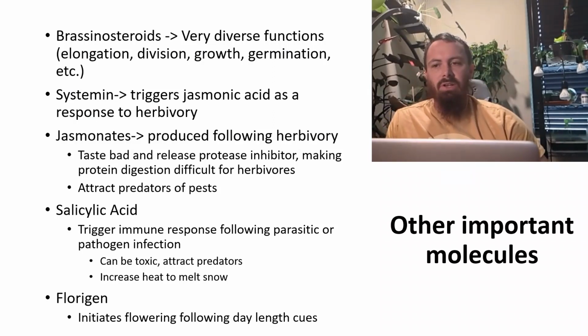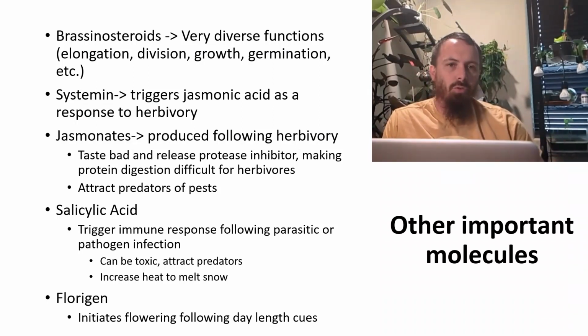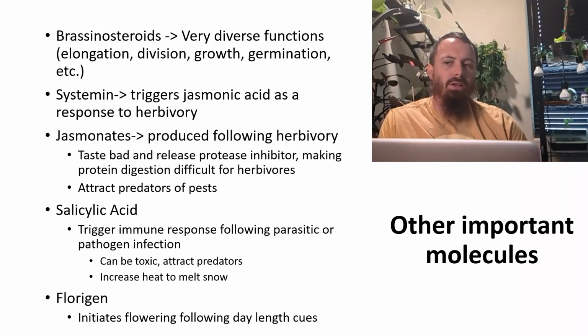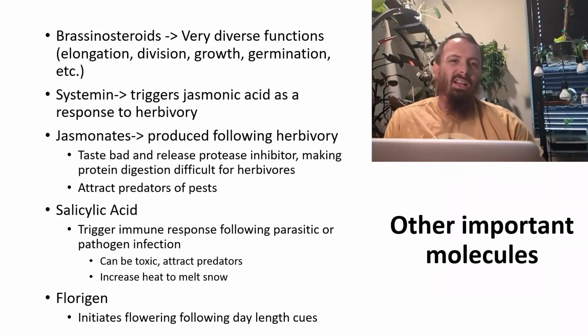So you've got the brassinosteroids. This is a really diverse group. A lot of times they act in conjunction with other hormones, but they can be beneficial in elongation, division, growth, germination, and almost every other piece of the plant they play some role in.